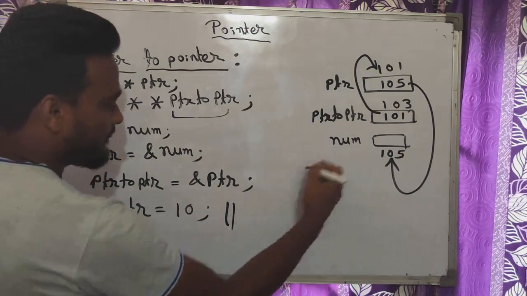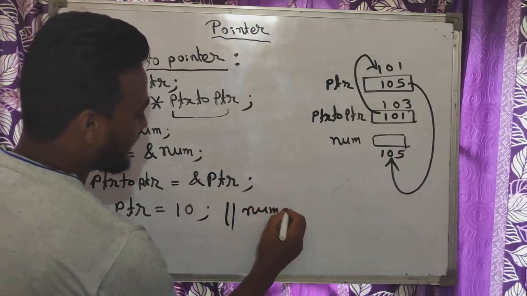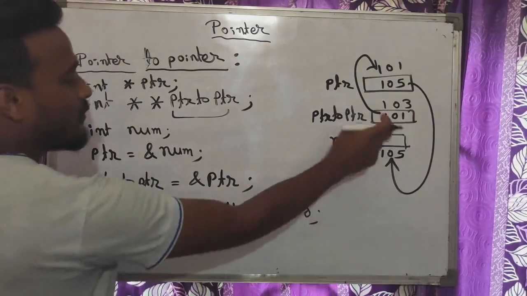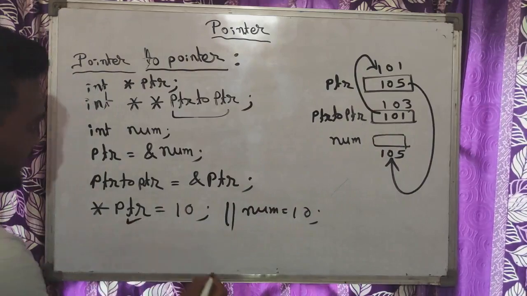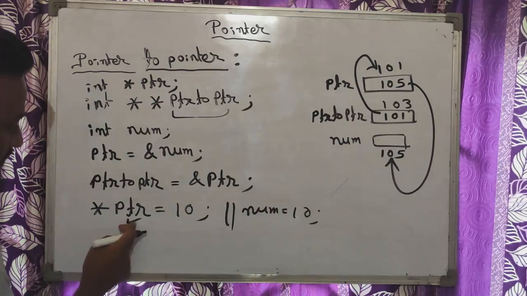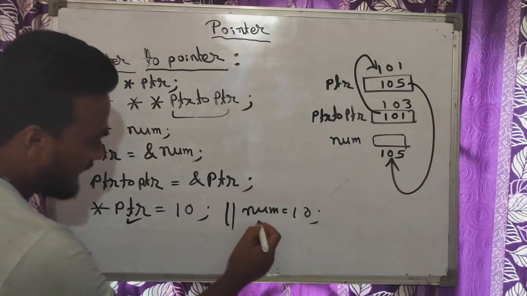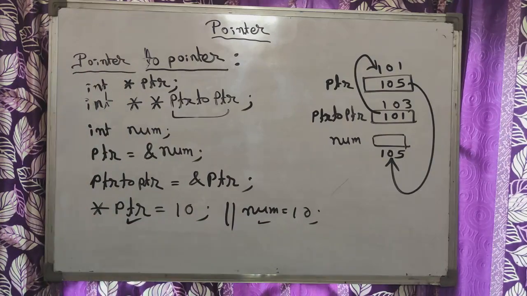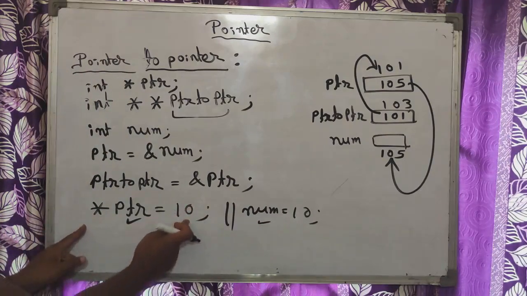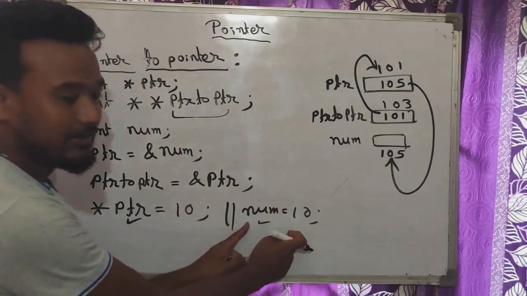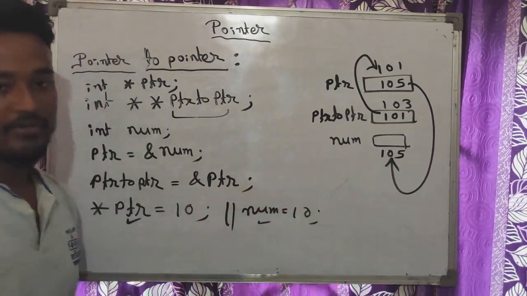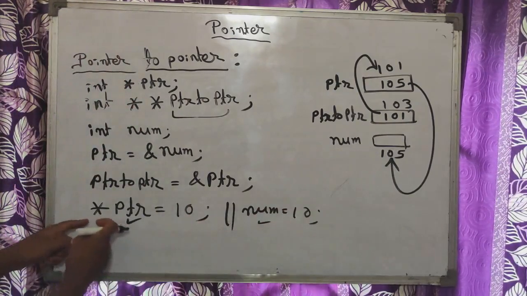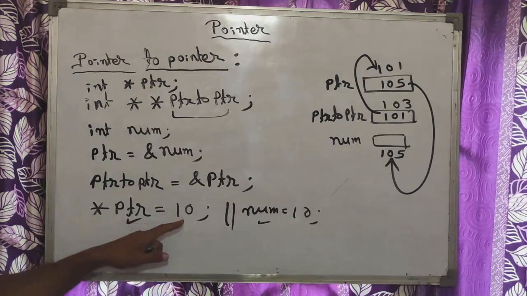Now like I said, if you write number = 10, this also will work. This *ptr = 10 will also work, and number = 10 will also work. But the difference is that here I am using a pointer, and here we are directly assigning to the normal variable.